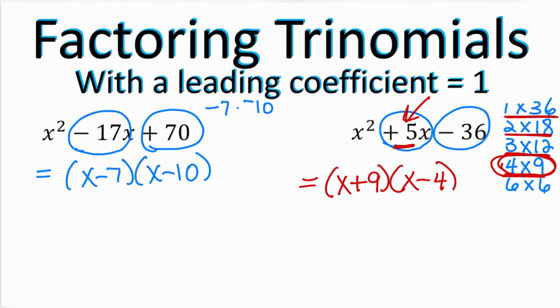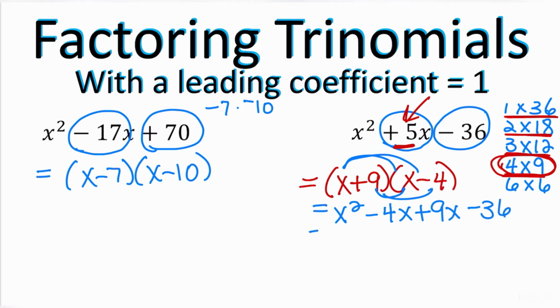Let's take the time now to go ahead and distribute to make sure we got back the same answer. So x times x, we get x squared, x times negative 4, negative 4x, then plus 9x minus 36. If I combine like terms, which are the two terms in the middle, negative 4x plus 9x, that's going to give me 5x minus 36. And yes, I'm back to exactly what I started with.